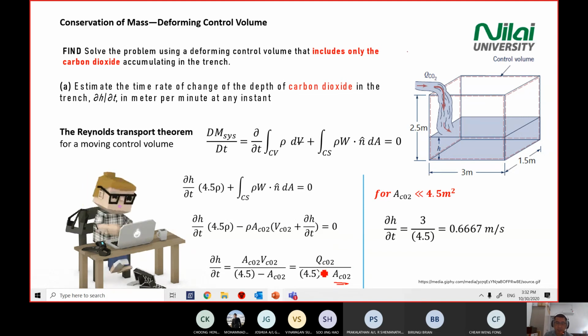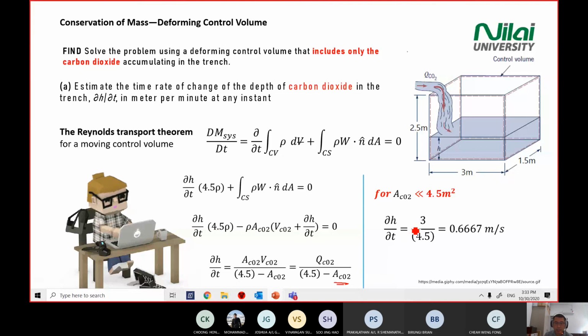All right, so in this case, we assume that our area of CO2 is very, very small compared to 4.5. This is the estimation or simplification in these steps, because we have a statement saying that our area of CO2 here is much, much smaller than 4.5. Then you are able to proceed with the calculation.